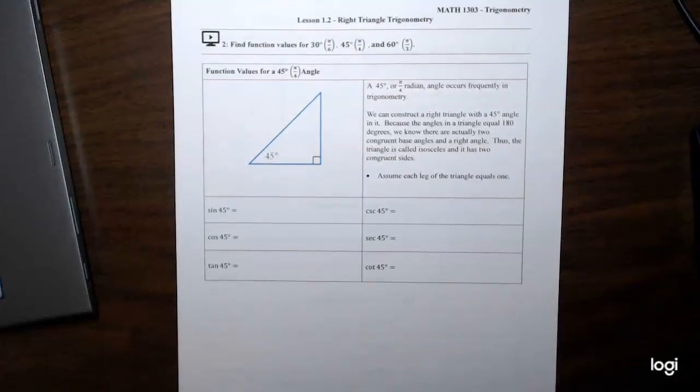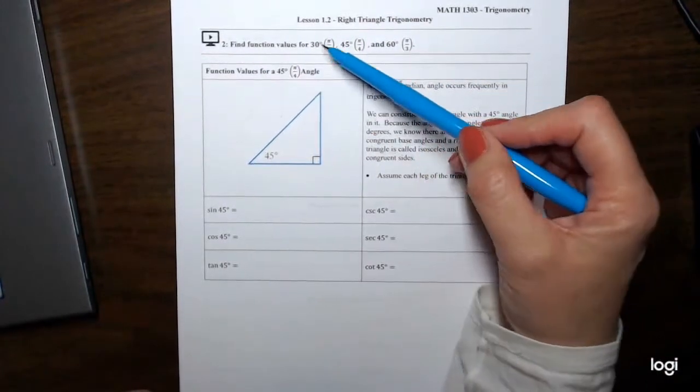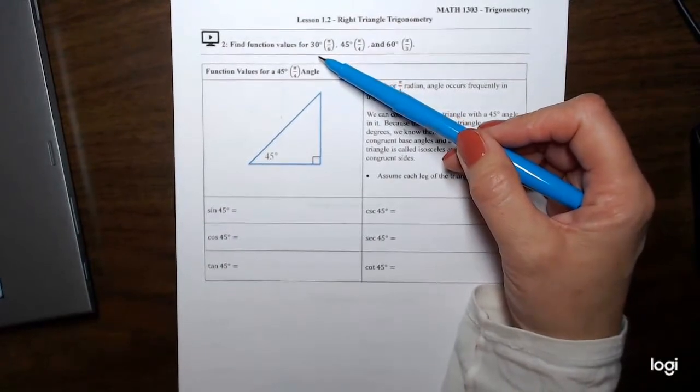This is Trig, lesson 2.1. We are at part 2 on page 3 of our notes. And the second objective of this lesson is to find function values for some very special right triangles.